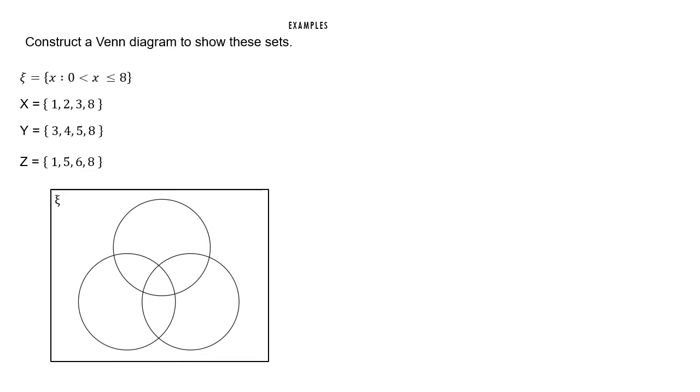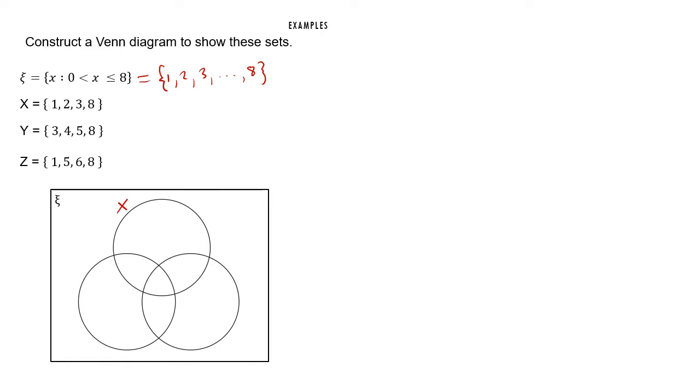So it gets a bit trickier when we've got 3 circles in our Venn diagram, but we just follow the same processes still. So making sure we understand what it is we're looking at. The universal set is greater than 0, so starting at 1 and going up to less than or equal to 8. So that's our highest integer there.